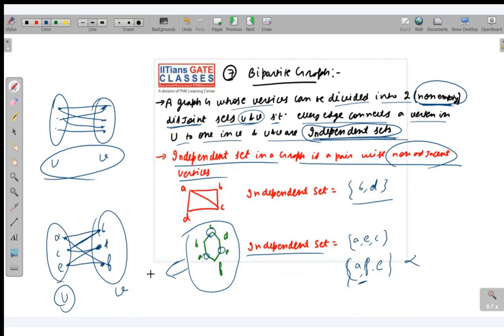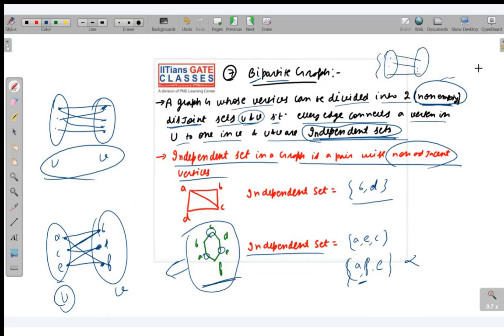So bipartite means what? Bi means two, and partite means you have divided it into two parts. So the vertex set of a graph is divided into two parts. These two parts are independent sets, and they should be non-empty. And every edge should be between these two only. Are you getting it? Any doubt?